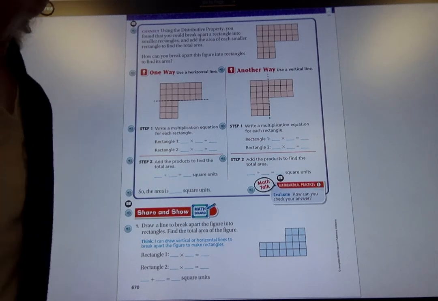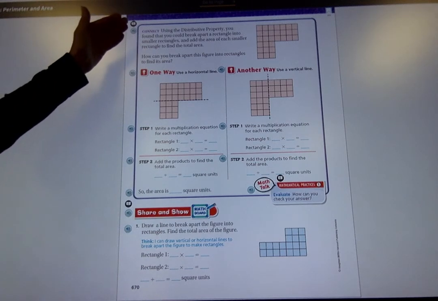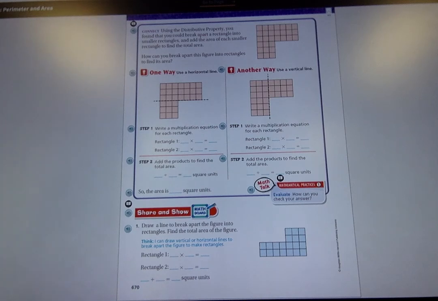Now it says, using the distributive property, you found that you could break apart a rectangle into smaller rectangles and add the area of each smaller rectangle to find the total area. That's what we just did. How can you break apart this figure into rectangles to find its area?